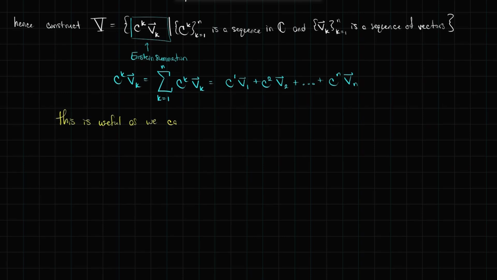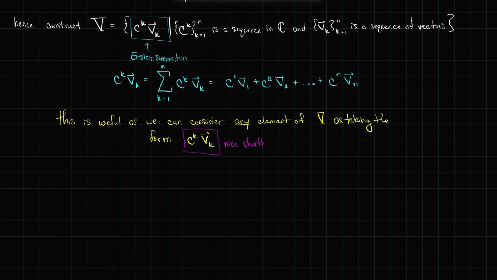as we can consider any element of V, this capital V vector space, as taking the form C to the k V sub k. Keep in mind this is always an index, that is not a power. So it's just an index, but we put it in the superscript so that we can use Einstein summation. So this gives us a really nice shorthand for arbitrary vectors of V, or arbitrary elements of the vector space.